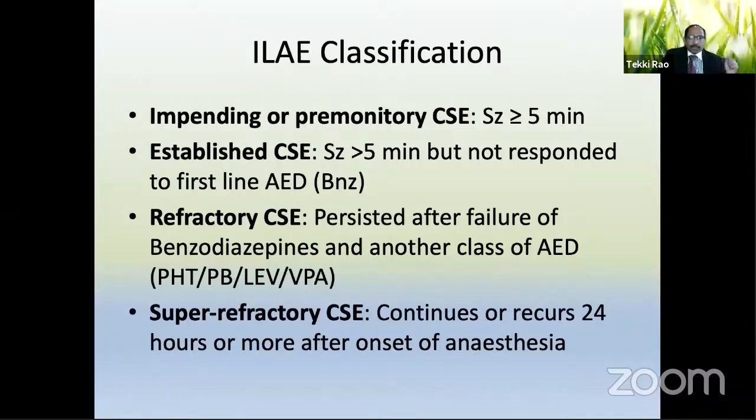An impending or premonitory convulsive status epilepticus is one with a seizure of more than 5 minutes, whereas an established one is over 5 minutes that has not responded to first-line anti-epileptic drugs. The definition of refractory applies when we have given a second class of anti-epileptic drug, which is phenytoin or phenobarbital, and recently levetiracetam and valproate. Super-refractory is status that continues for more than 24 hours, even after the onset of anesthesia, or recurs after that.